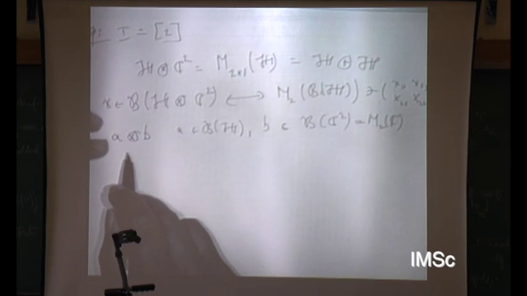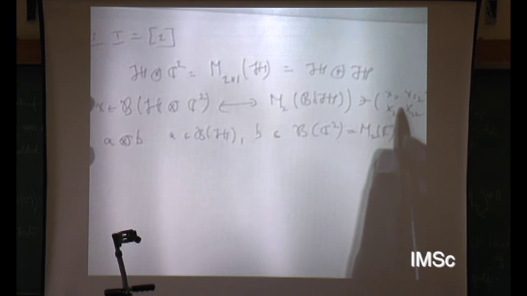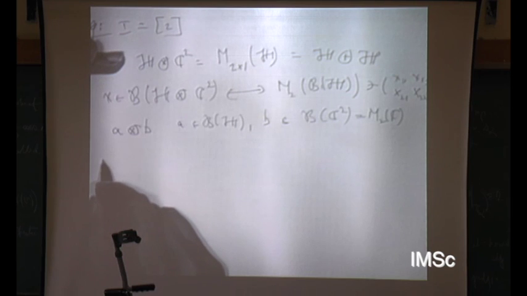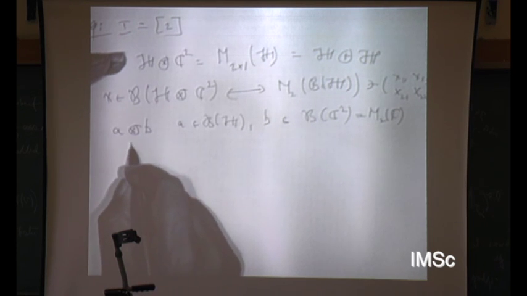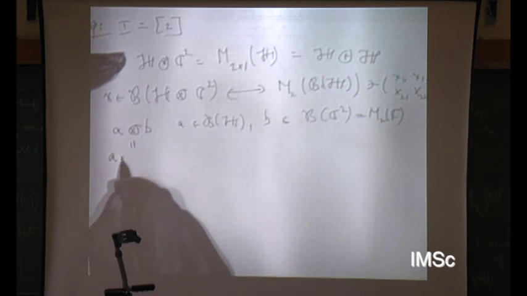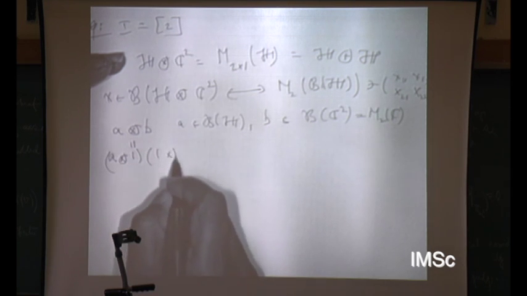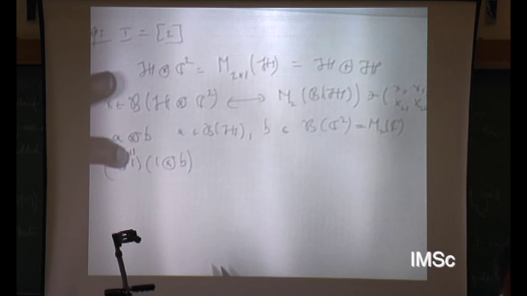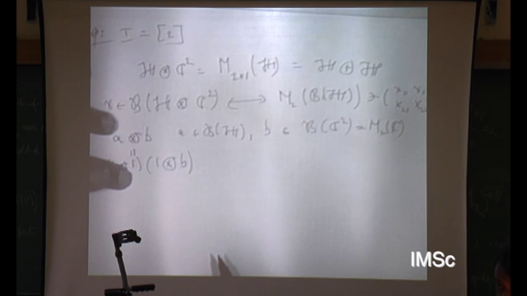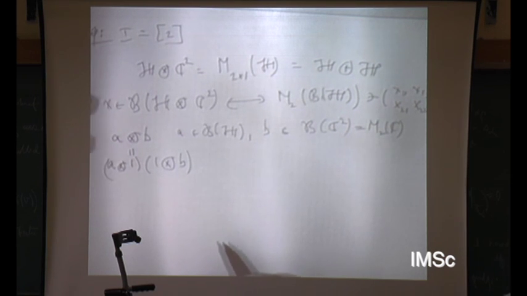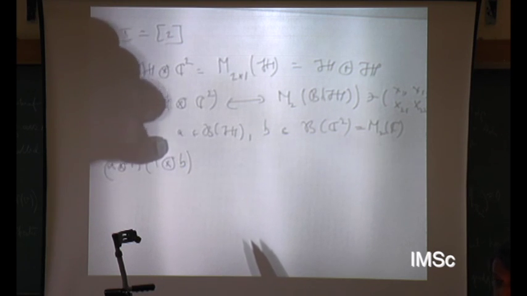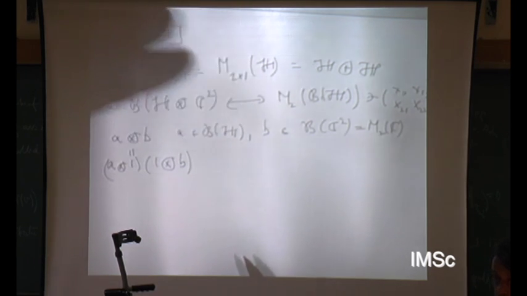Okay, now A tensor B must correspond to... So rather than writing what A tensor B itself looks like, this is after all equal to A tensor 1 times 1 tensor B, where the first one is the identity on C2 and the second one is the identity on H. So let us understand what operators of these two types look like in these pictures.